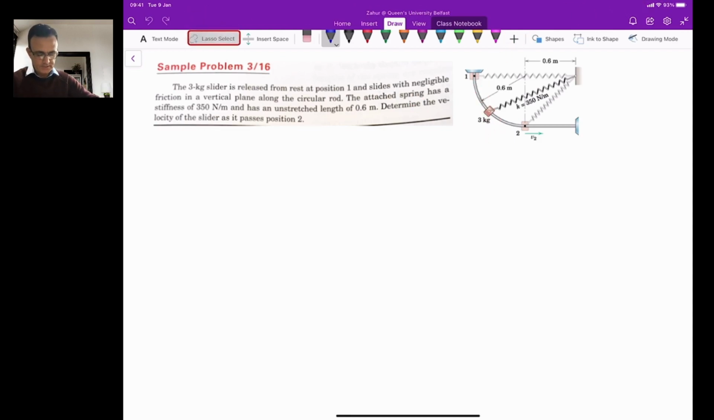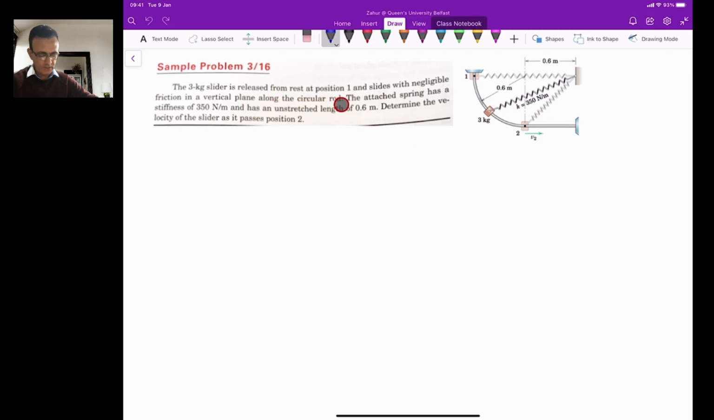Okay, so this is sample problem 3/16, and this is taken from the J.L. Meriam book, and it's also one of the problems in your tutorial sheet. So the 3 kilogram slider is released from rest at position 1. So this is position 1 of this slider, with negligible friction in the vertical plane. So the slider is moving in this direction here.